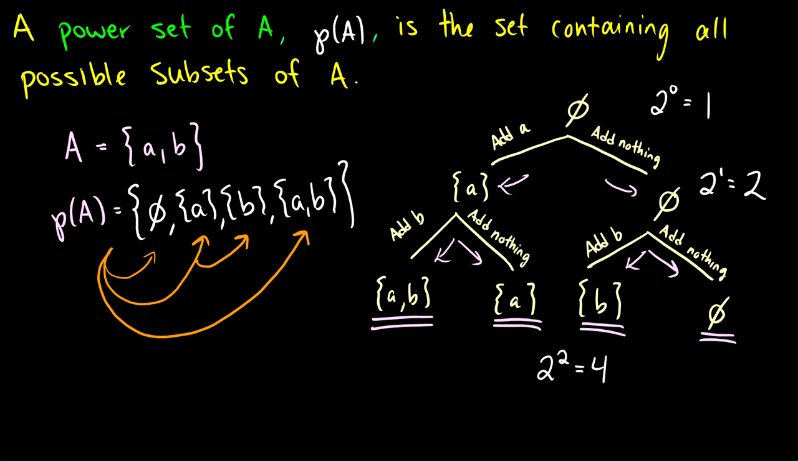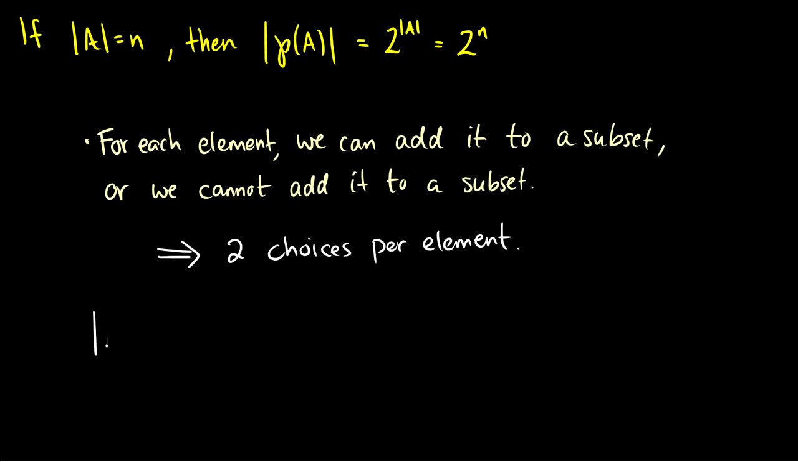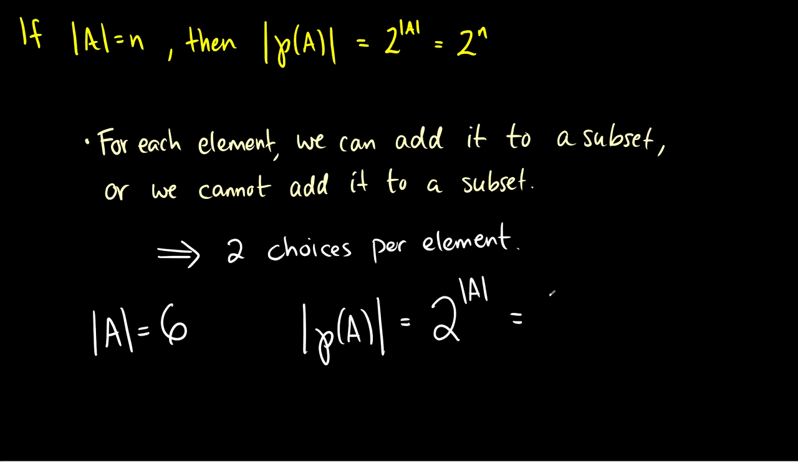So let's say I have that A has 6 elements in it. Then the cardinality of the power set of A would be 2 to the size of A, which is just 2 to the 6, which should be, I think, 32. 2, 4, 8, 16, 32. Should be 64 possible subsets. And that's quite a bit of subsets. That's quite a lot of possible subsets.